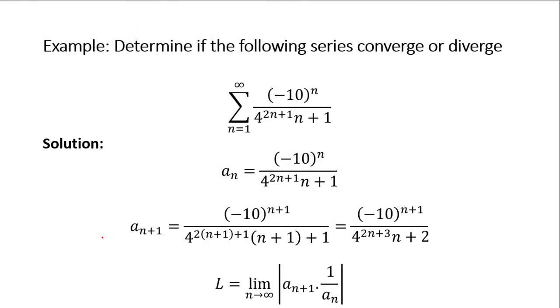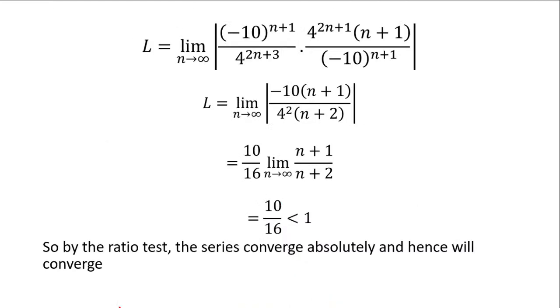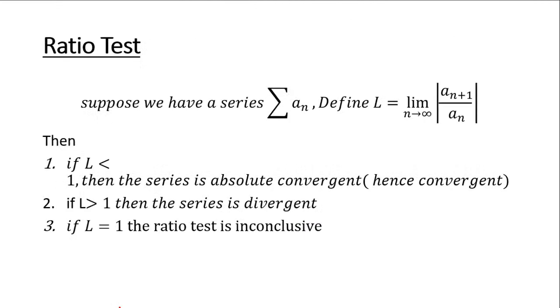Now let's find this. Determine if the following series converge or diverge. So with this is a_n. What you need to do is find a_(n+1). That's wherever you see n, you place n plus 1, as you can see. So this is n plus 1, so it will be n plus 1 over a, and that's the limit as n approaches infinity of a_(n+1) times 1 over a_n. And the series will converge. But let me show you something. There's something interesting about this series.